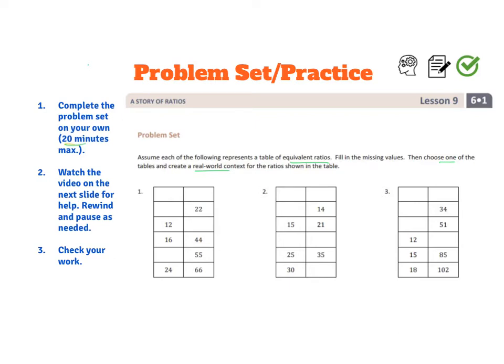Okay, so I'm looking at this first one, 22. I see a pattern, 44, 55, 66. I'm thinking this would probably be 33. And I think this is probably 11. 11 times 2, times 3, times 4, times 5, times 6 as I'm climbing up the table.